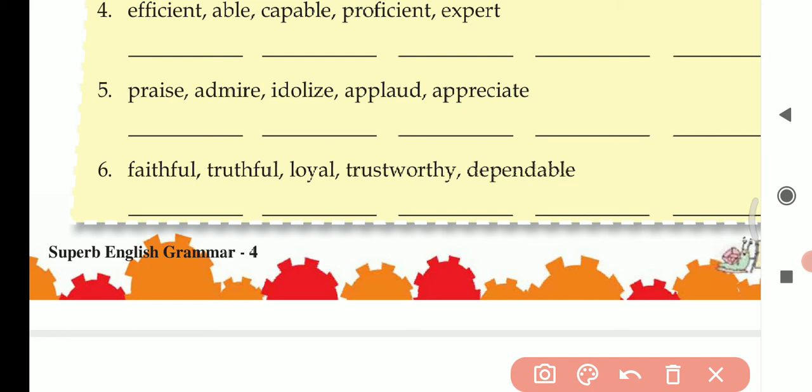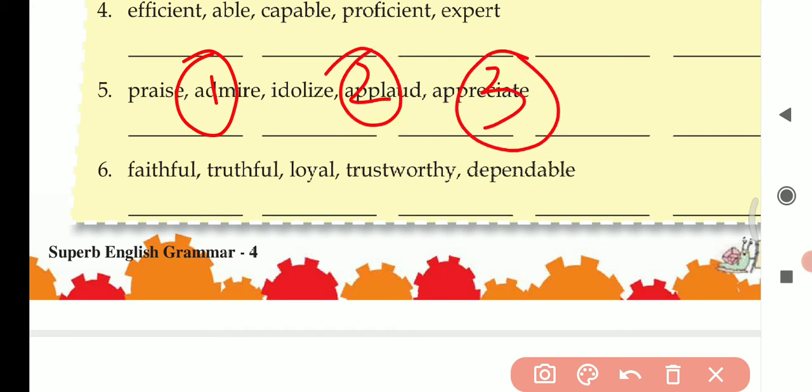A is common. Then let's move to the second alphabet. Second alphabet in admire is D, applaud is P and appreciate is P. So D comes first. So first will be admire. Then in applaud and appreciate, both P's are common. Then we'll move to the fourth alphabet. In applaud, fourth alphabet is L and in appreciate, fourth alphabet is R. So what comes first, L or R? L comes first. So this will be second and this will be third. Fourth word will be idealize because I comes first and P comes after I. So this will be the fifth one.